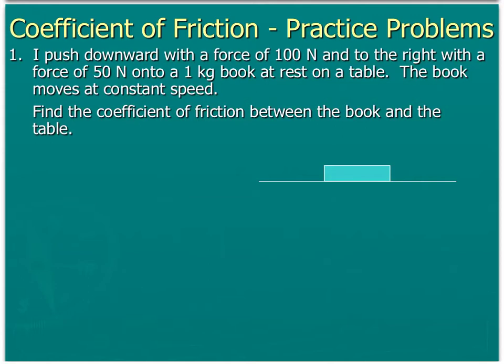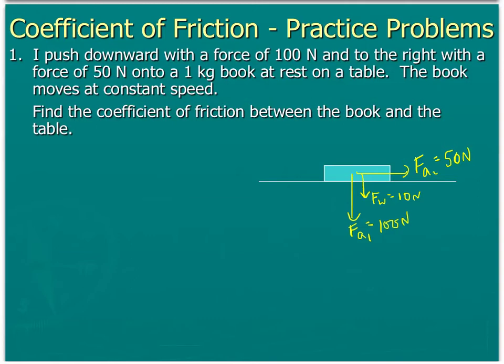We know that I'm going to be pushing downward with a force of 100 newtons. This book is a 1 kilogram book, so it's also going to have an Fw, and again Fw is equal to mg, so 1 times 10 gives us 10 newtons. I'm also pushing to the right with a force of 50 newtons. We'll call these applied force 1 and applied force 2. And we know that the book remains at rest.